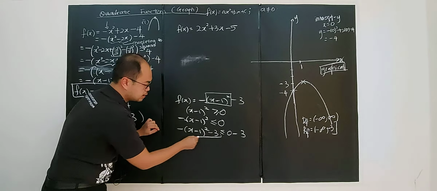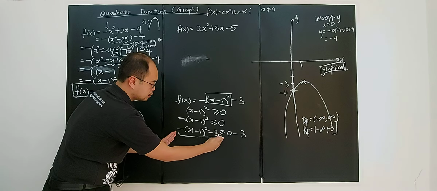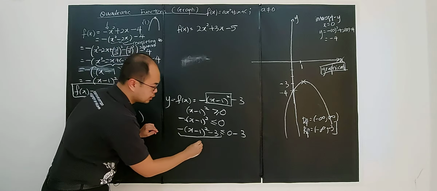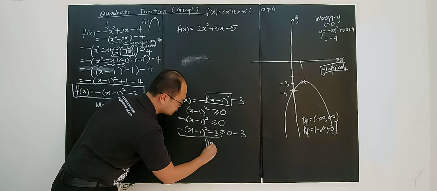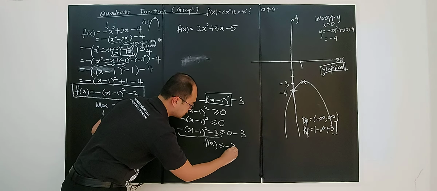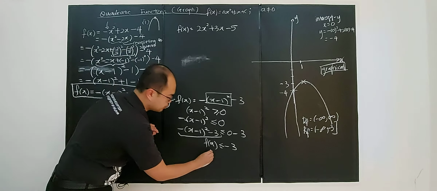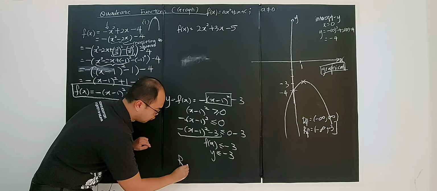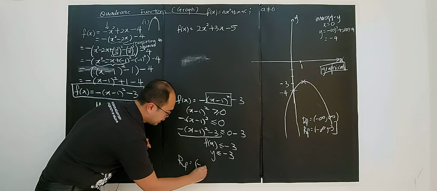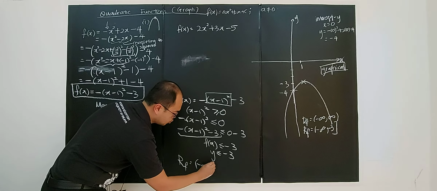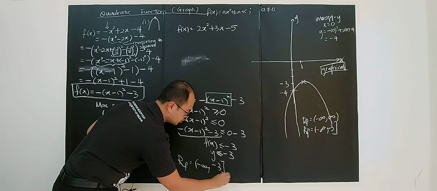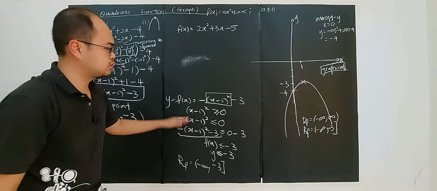Then you see that this one is actually the value of y, right? The f(x). So it means that your f(x) is always less than or equal to negative 3, which is y always less than or equal to negative 3. So therefore the range of f is from negative infinity up to a maximum of negative 3. This is called at most negative 3. Right? This is the algebraic way.